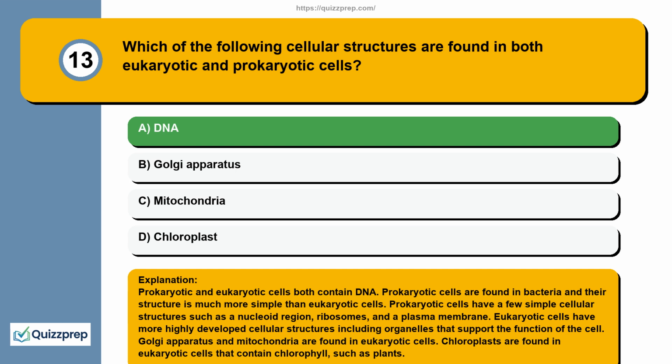Eukaryotic cells have more highly developed cellular structures including organelles that support the function of the cell. Golgi apparatus and mitochondria are found in eukaryotic cells. Chloroplasts are found in eukaryotic cells that contain chlorophyll, such as plants.